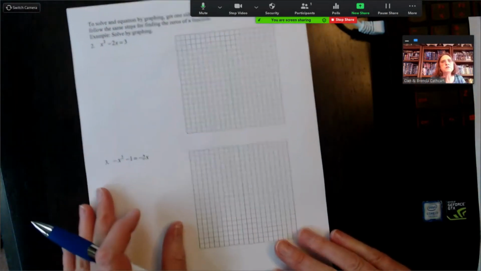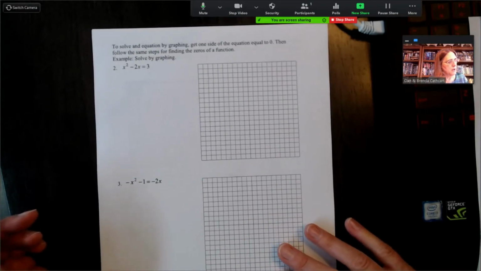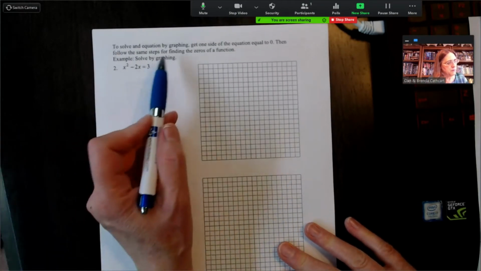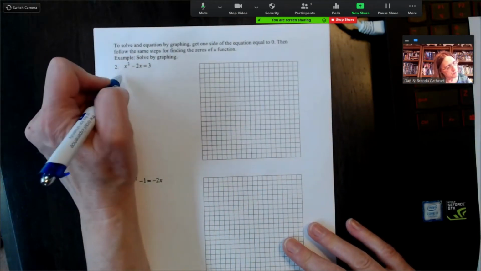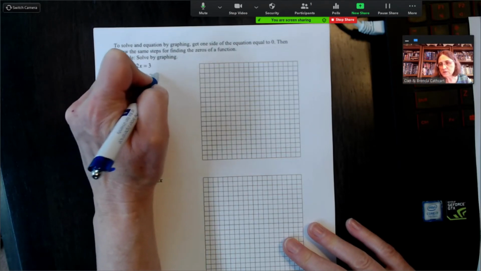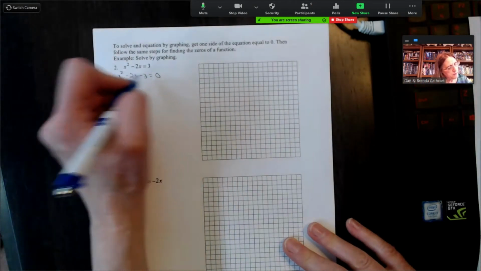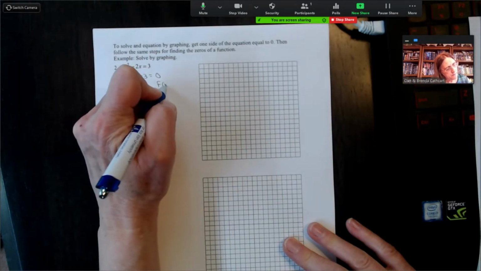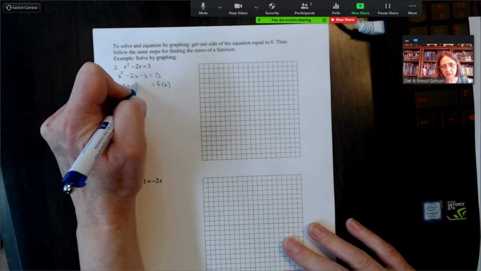So to solve equations by graphing, we're going to get one side of the equation equal to 0, and then we're going to follow the same steps for finding the 0 of a function. So subtracting 3 from both sides gives us x squared minus 2x minus 3 equal to 0. And we're going to graph this function. We're going to graph f of x equals x squared minus 2x minus 3.